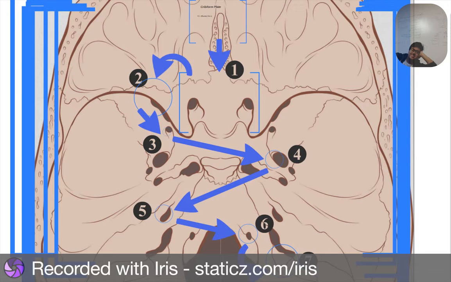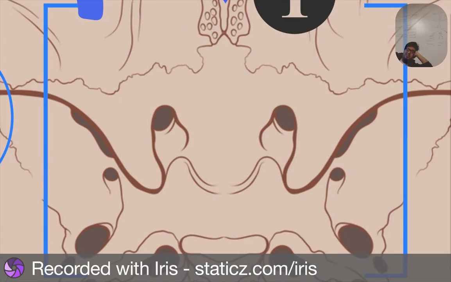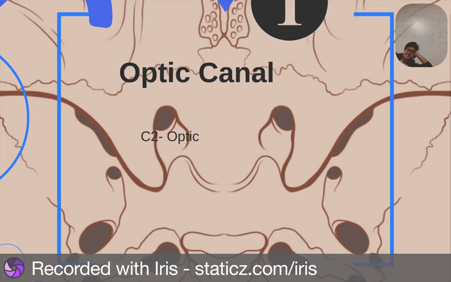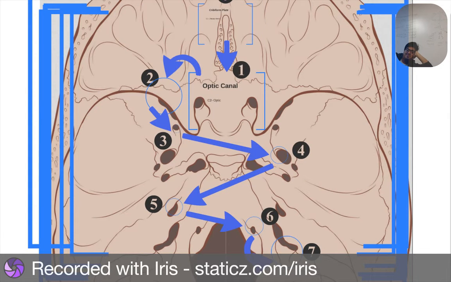So those two structures there, what are they called? You can pause for a little bit. All right, what are they called? Those two structures are the optic canal. And what nerve passes through them? That would be cranial nerve 2, the optic nerves. Very good. What do the optic nerves do? The optic nerve allows you to see.